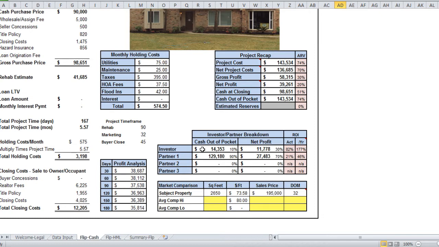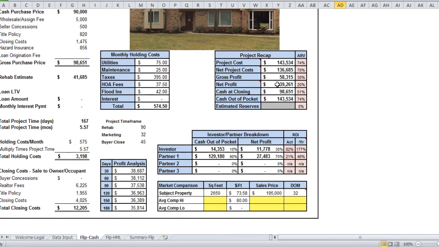How that would be done would obviously be up to whatever agreement you have with your partner, but at some point, assuming that our estimates on our time frame, our rehab, and all the other factors are correct, we're both going to have to bring this money to the deal. Next, though, we have our net profit.